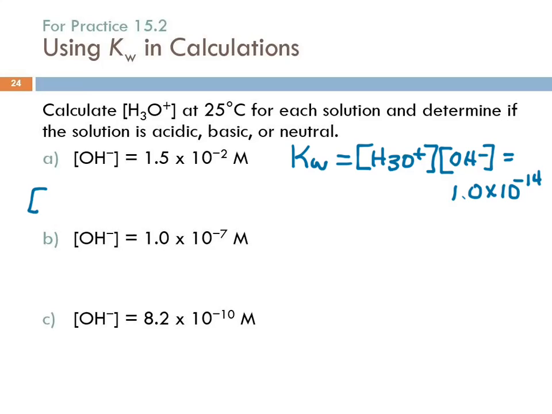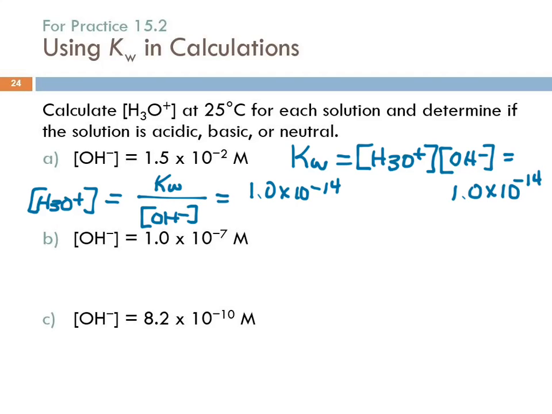So then here, the hydronium ion concentration would be equal to Kw divided by the hydroxide ion concentration. You guys follow the rearranging on that? Bless you. So we've got 1.0 times 10 to the minus 14 divided by 1.5 times 10 to the minus 2.